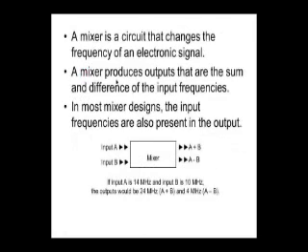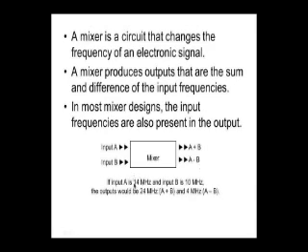A mixer is a circuit that changes the frequency of an electronic signal. A mixer produces outputs that are sum and difference of the input frequencies. In most mixer designs, the input frequencies are also present in the output. Let's just take a look at the simplest case, our desired outputs here. We have an input A and input B going into the mixer, and then we have an output, which is A plus B. These are frequencies now. The frequency of A plus the frequency of B, and then we have A minus B, the frequency of A minus the frequency of B.